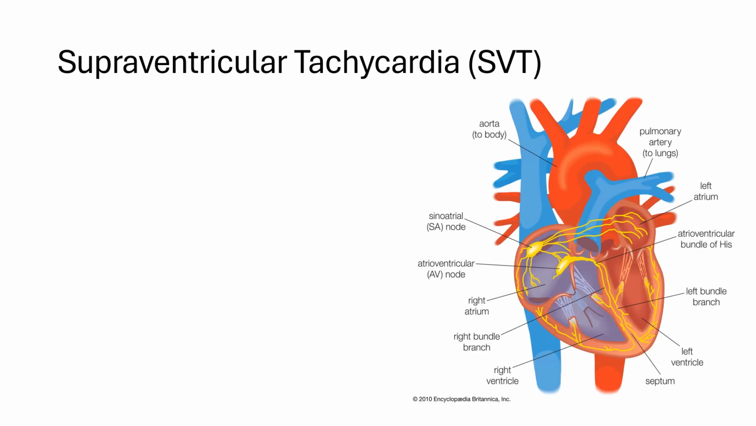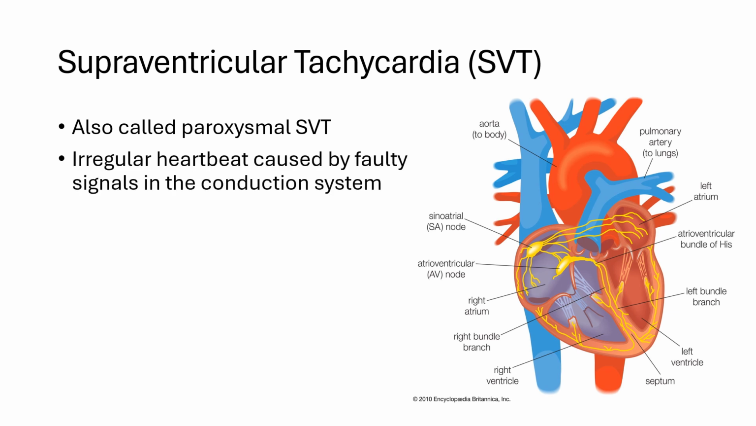So supraventricular tachycardia, also known as SVT, but also known as paroxysmal SVT, is a condition where the heart beats a little bit too quickly than it should. It's caused by an error in the conduction system of the heart, starting from the SA node and then working down to the AV node, and through the rest of the Purkinje fibers, bundle of His. It mostly affects the atria of the heart.